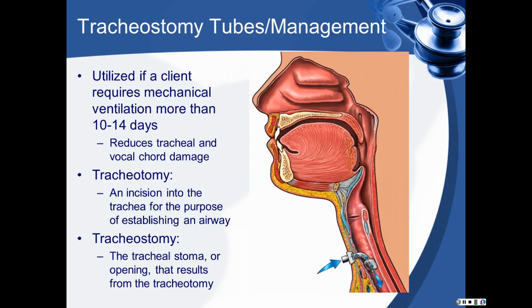Now, any time that there is a tube in place, it is going to cause some degree of irritation, which is going to increase the risk for possible damage. And the longer that the placement is needed, the higher the risk for damage. So moving from endotracheal tube into tracheostomy tubes, we're going to put in a tracheostomy if the patient requires mechanical ventilation for more than 10 to 14 days, because the tracheostomy tube is going to reduce tracheal damage and vocal cord damage as opposed to the ET tube.